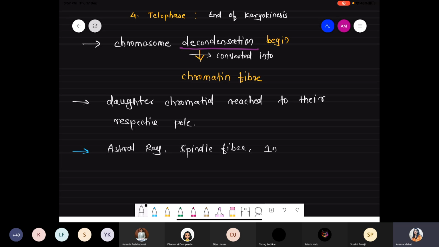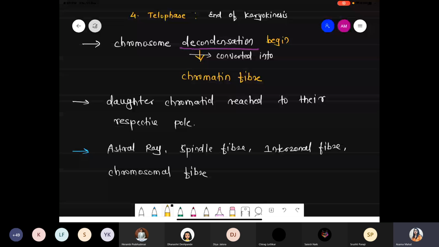Then interzonal fiber, then chromosomal fiber, etc. All these fibers disappear because now this is the end of the karyokinesis. There is no requirement of the spindle fiber, so they all disappear.